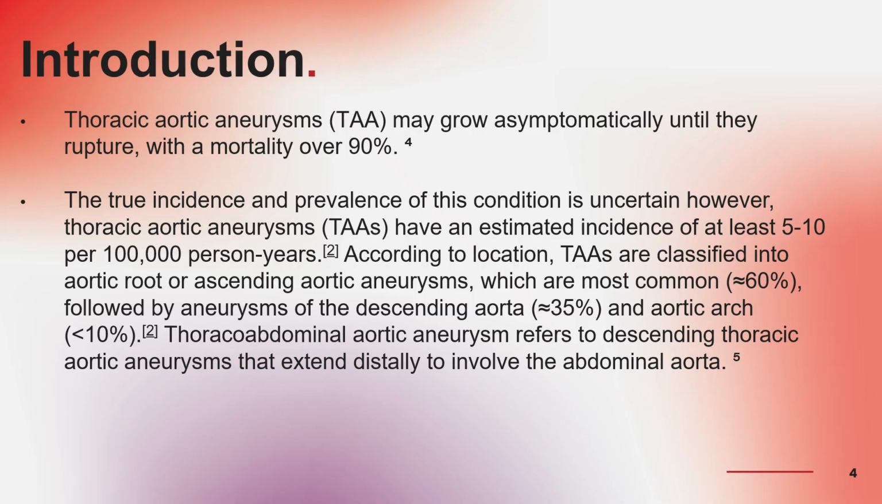According to location, thoracic aortic aneurysms are classified into aortic root or ascending aortic aneurysms, which are most common, approximately 60%, followed by aneurysms of the descending aorta, approximately 35%, and aortic arch, less than 10%. Thoraco-abdominal aortic aneurysm refers to descending thoracic aortic aneurysms that extend distally to involve the abdominal aorta.